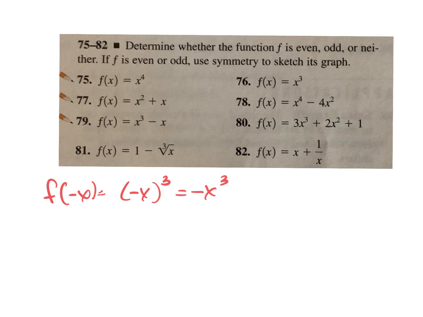Now, because I didn't get the exact same thing, that means it's not even. If I would have gotten the exact same thing when I worked that out as I started with, x cubed again, it'd be even. Now, here's the cool thing. If you get the opposite of what you started with, which I did, then that means it's odd. So that's odd. Now, if you get something that's not the exact same thing you started with or the exact opposite of what you started with, that's a neither.